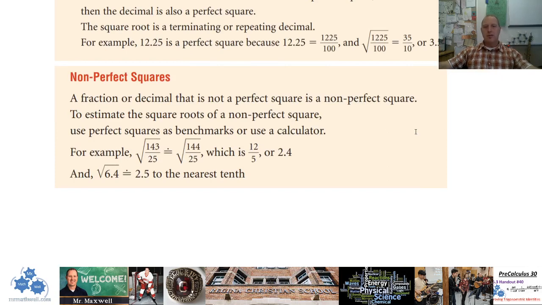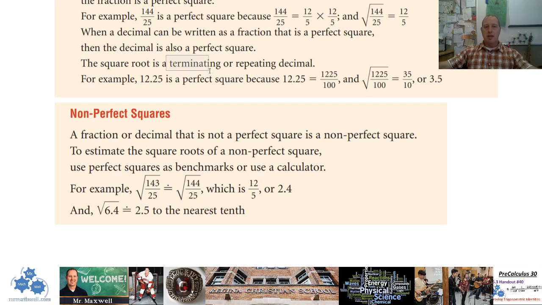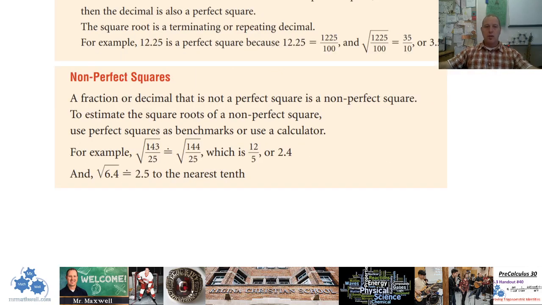Non-perfect squares, as you would be able to tell, are decimals that are not terminating and not repeating. And the top is not a perfect square and the bottom is not a perfect square. So 143 over 25, 143 is not a perfect square, it's close, but it's not. 25 is. They both have to be perfect squares once they're reduced.